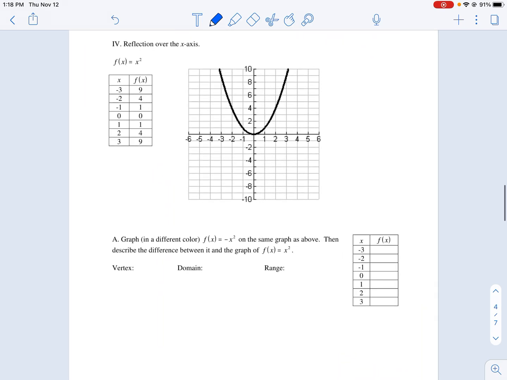You just fill in the table and you graph them. You see what happens, and you discover what happens. So that's going to be the end of this video. The next one's going to go over how to do the next things.